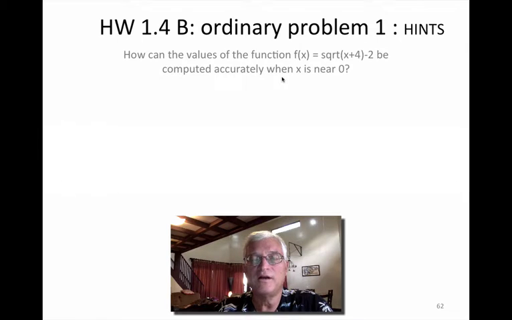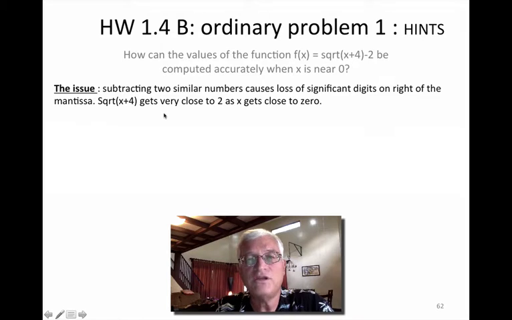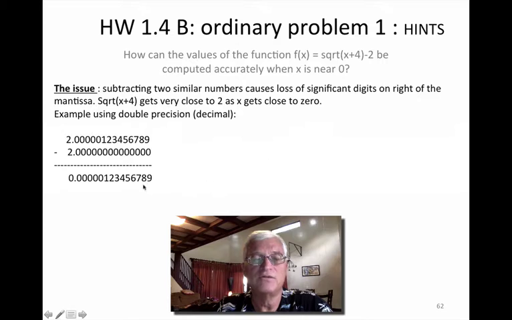Well, we're starting problem 1 from your book, which is problem B here. And our problem was what happens when you have a function like the square root of x plus 4, and the square root term gets close to what you're subtracting it from. So our issue is you're going to be back to subtracting two similar numbers again. The square root of x plus 4 is going to be very close to the square root of 4 if x is close to 0, and we're going to be losing significant digits by subtracting similar numbers.